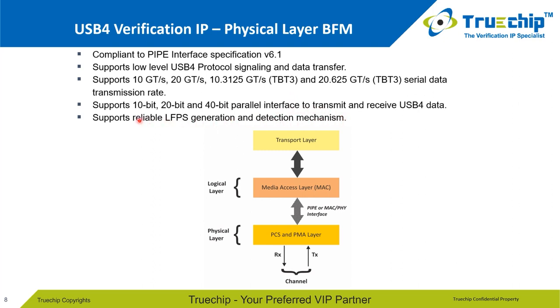This layer drives the data over the Type-C interface connecting the USB4 routers at the following speeds: 10 GT per second, 20 GT per second, and different speeds for Thunderbolt 3 serial data transmission rate.